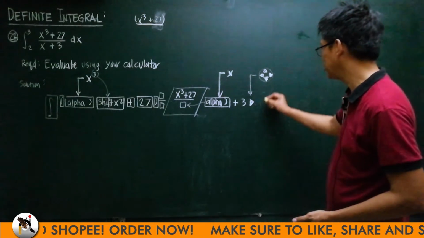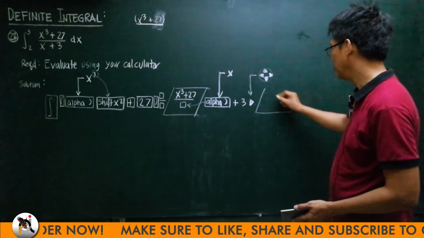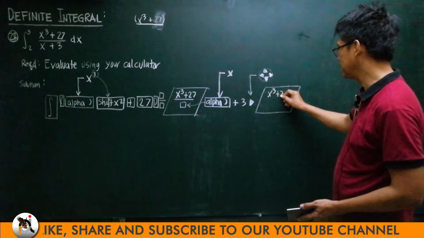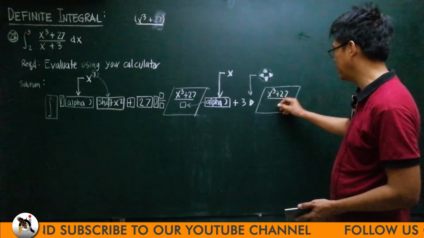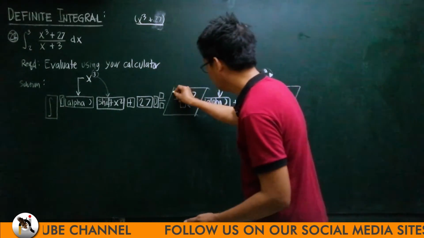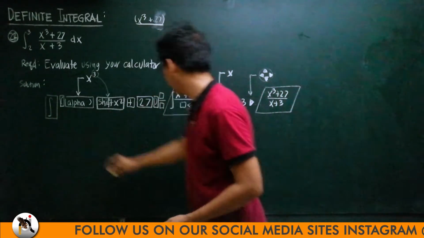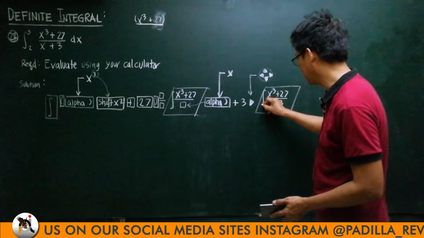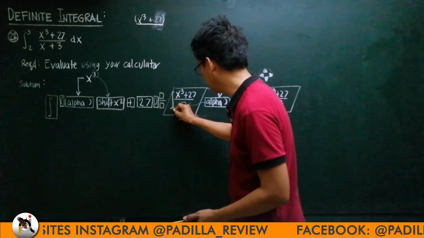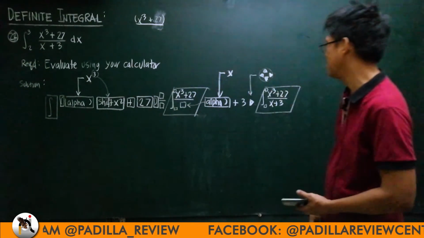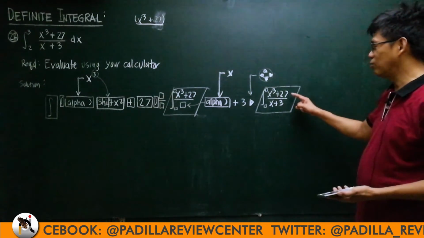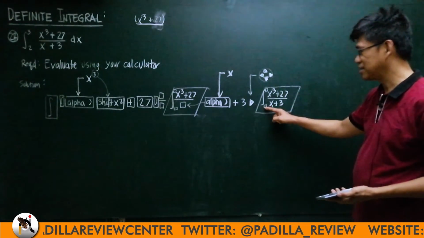Your calculator's display so far will be something like this: x cubed plus 27 over x plus 3. By the way, there is an integral symbol here, with upper and lower limits which are still blank. Okay? Alright. Now, we are ready to put the limits.